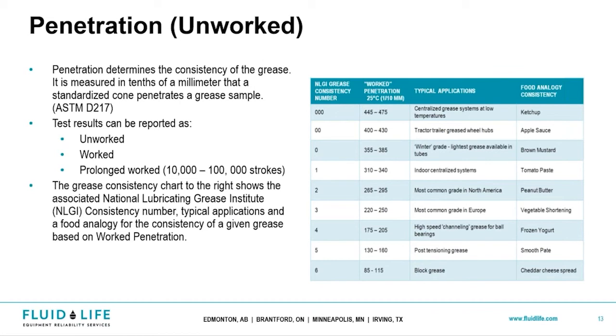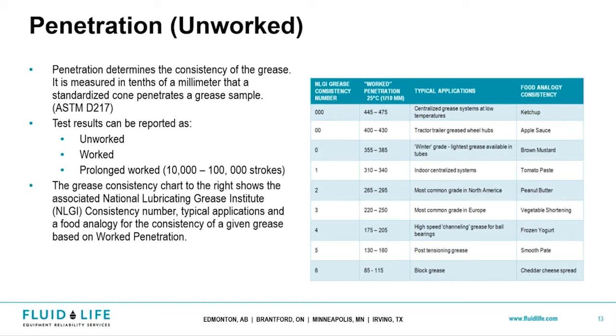Penetration unworked is a pretty simple test in itself. You're determining the consistency of the grease, measuring in tenths of a millimeter. A cone is pushed through the grease sample in something you call strokes. We do the unworked method, but there are three other methods: unworked, worked, and prolonged worked. Depending on the scope and scale, you can look to us or other resources, especially for more advanced testing. But essentially, you have a chart of the NLGI consistency number.